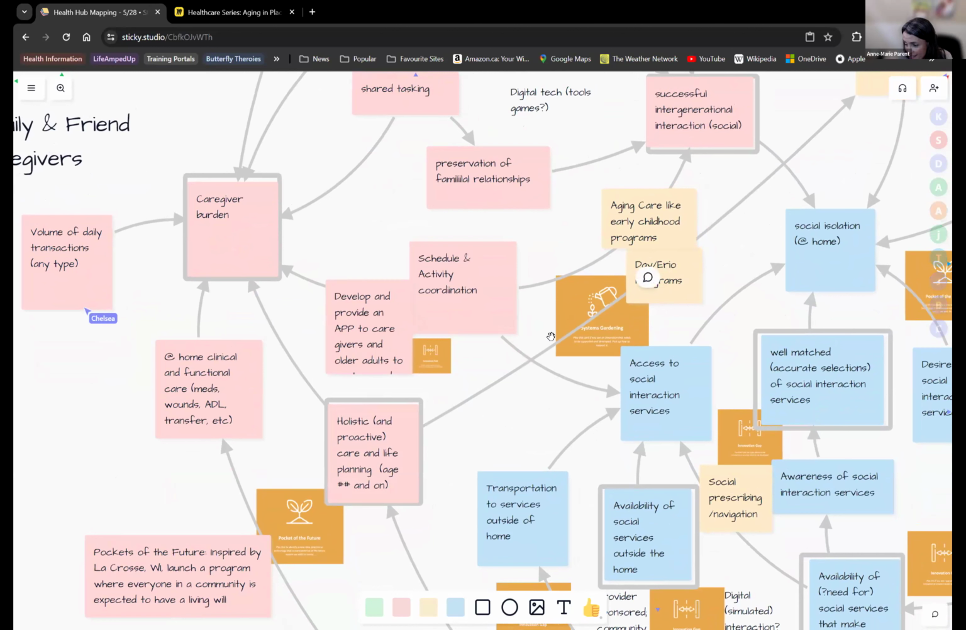There was, yeah, and some connections, I guess, to our system gardening around those, the connection to the point Kyla made around aging care, like early childhood programs, day aerial programs.